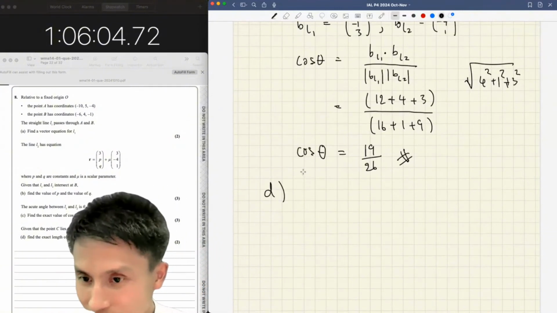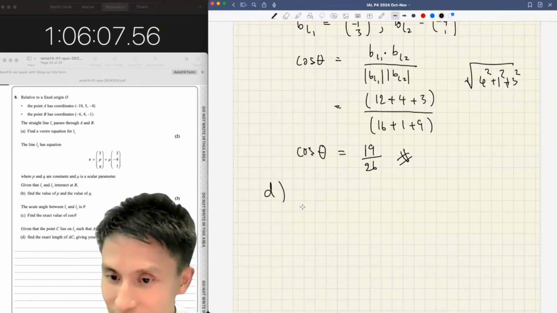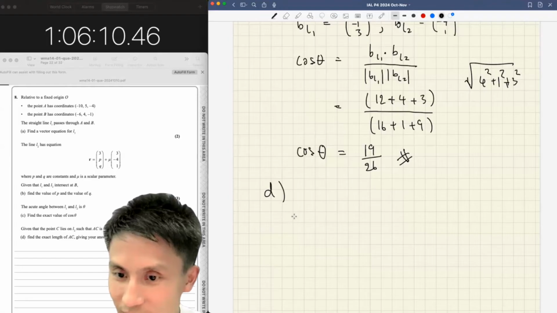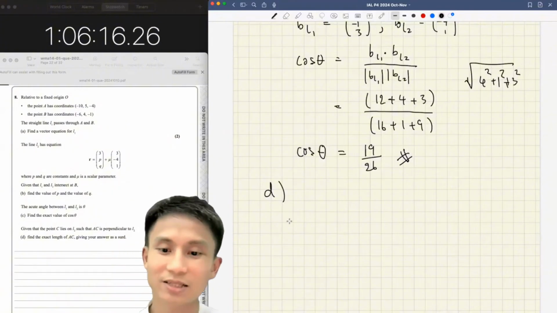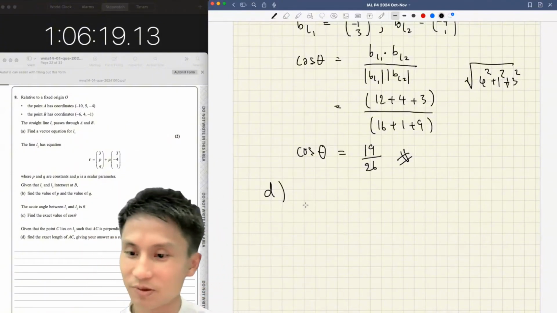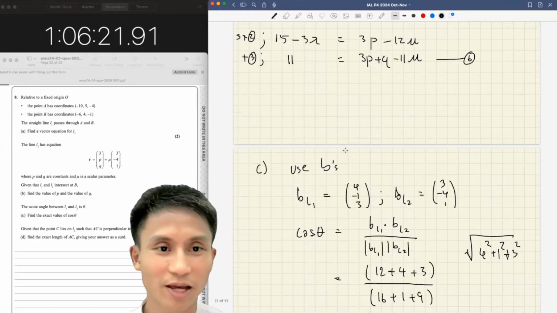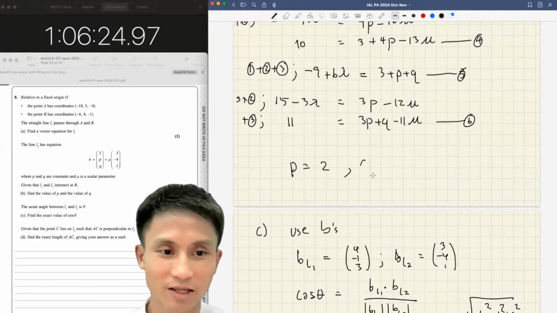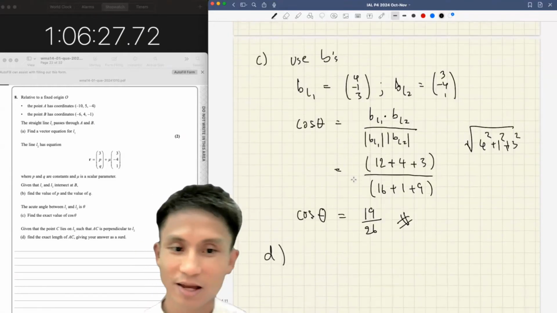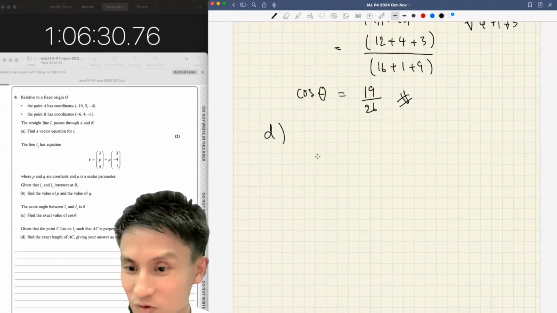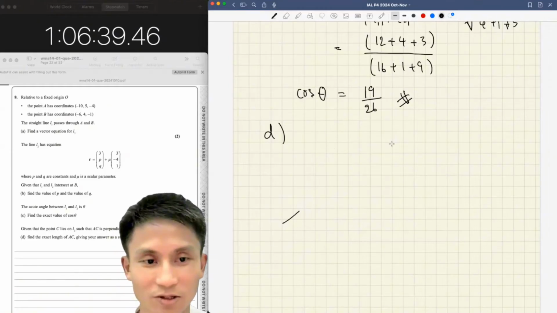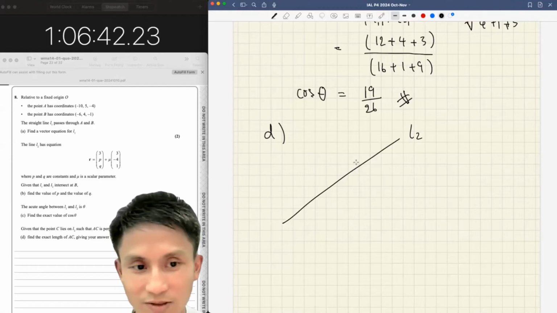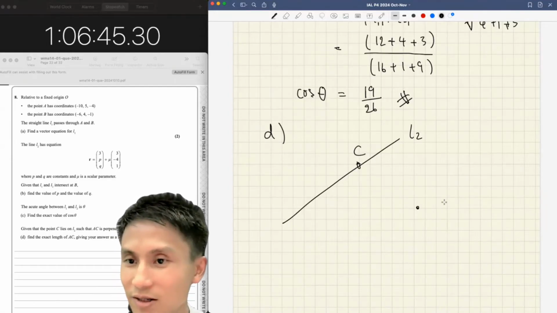Now D. Given that the point C lies on L2, such that AC is perpendicular to L2, find the exact length of AC. So we can't get the accuracy mark for this because we haven't done P and Q, but I'm just going to go ahead and say that P is 2 and Q is 5, all right, somehow. And then I'm going to use that as my L2, right? So C lies on L2 such that AC is perpendicular. Okay, so this is line L2. And then C is here and A is somewhere. A is that.